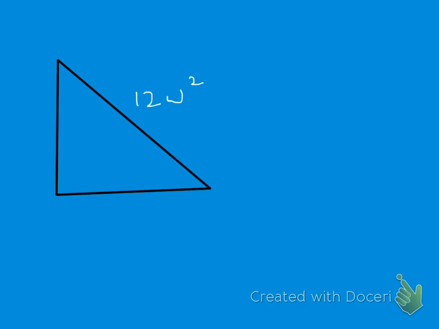This is the easiest problem. It says the sides of a triangle are, so I'm going to draw my triangle real quick, because I always like to draw pictures if it tells me about a shape. Okay, so the sides of the triangle are 12WZ squared, well, 8WZ, and 16W squared Z. Find the GCF of all 3 sides. Okay?